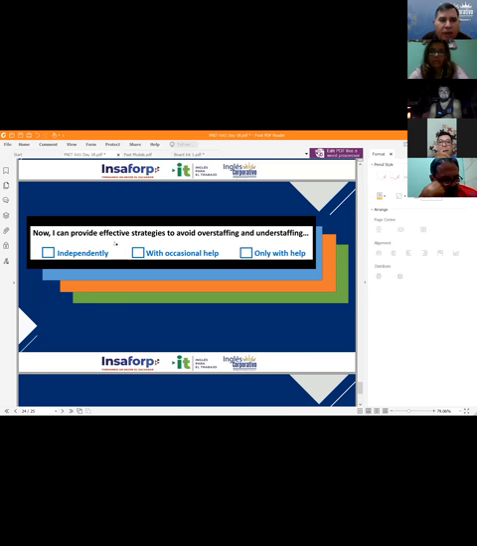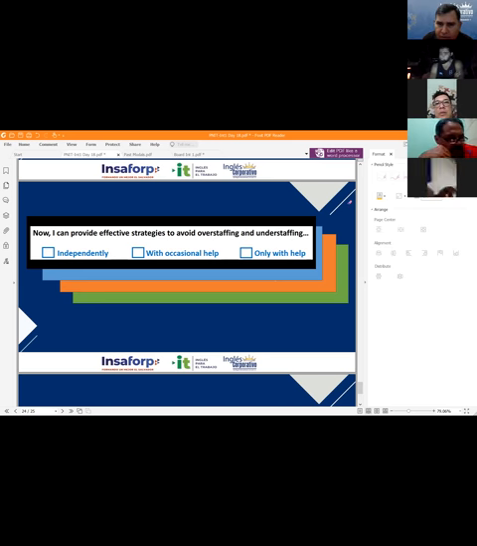Okay, let's see. Now I can provide effective strategies to avoid overstaffing and understaffing independently with occasional help, only with help. Only with help. Ugly, I don't like this mark. Let's change the color. It doesn't allow me. The color of the eraser, right? Okay, only with help. So we leave it there.